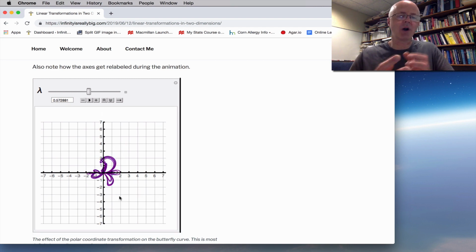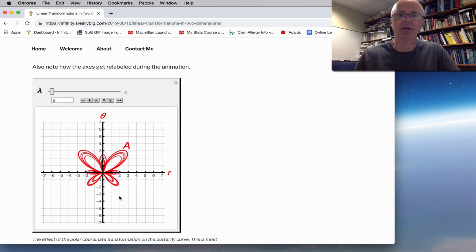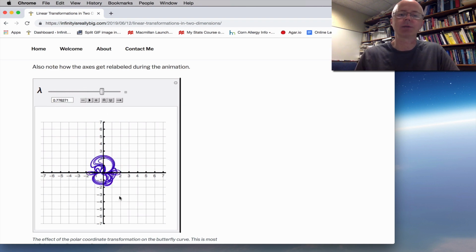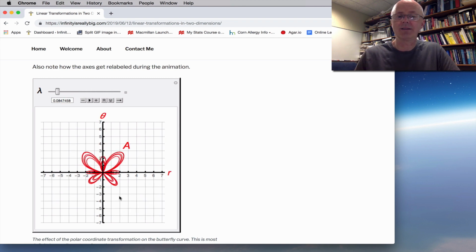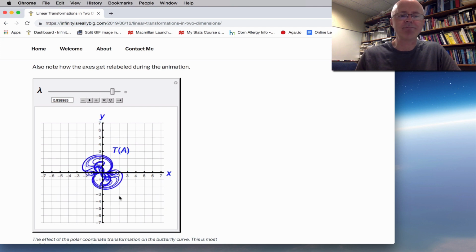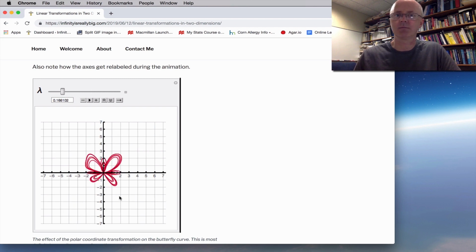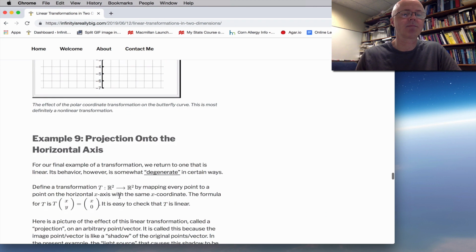Why am I calling it a strongly nonlinear transformation? Well, you can see it looks like kind of a wild thing happening here, how A gets transformed into T of A. There's some sort of twisting going on. It's not really a rotation though, because the amount of twisting varies from point to point. Strongly nonlinear transformation, but interesting.